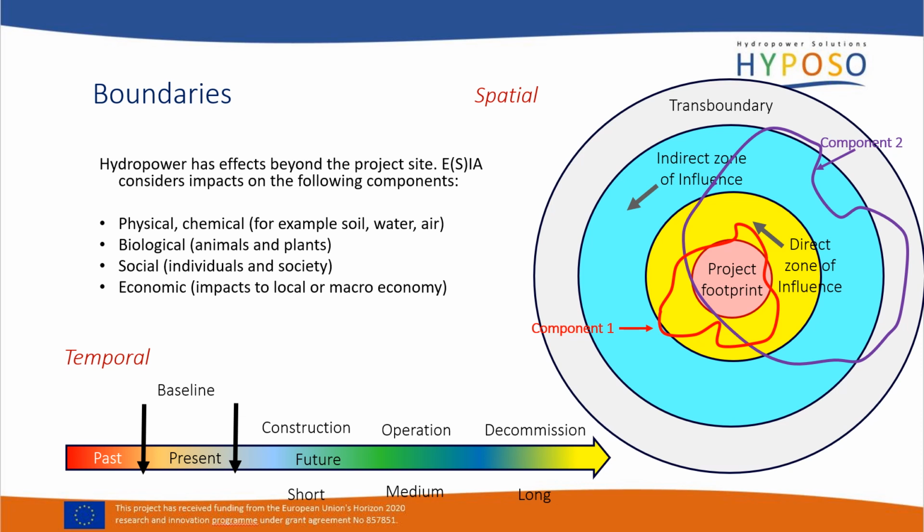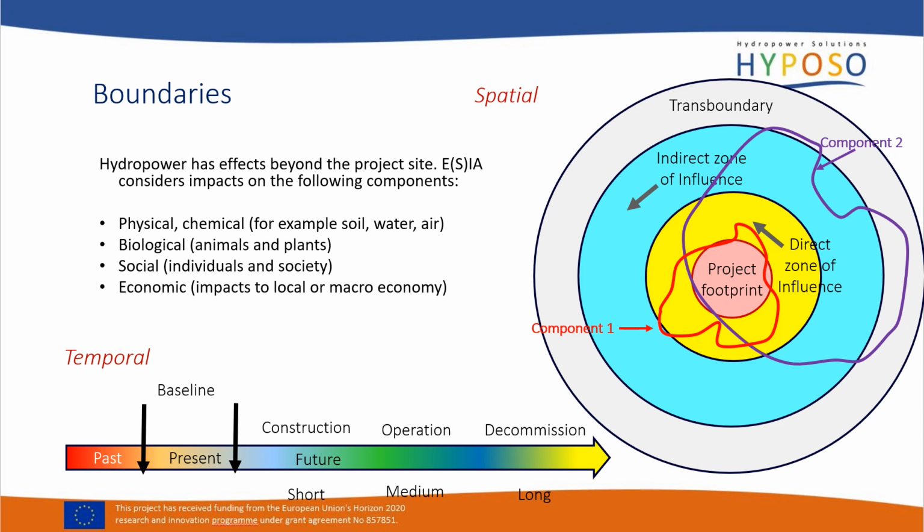Then we have around a direct zone of influence, in this case, the yellow area. This is where the effects of the project will be experienced with more intensity, and also the benefits of the project. Then we have an indirect zone of influence. There, the impacts might be minor or barely noticed. And then we have a larger area that for some projects might be also important, which is the transboundary. And we have, for example, development in rivers that are shared between different provinces or even different countries.